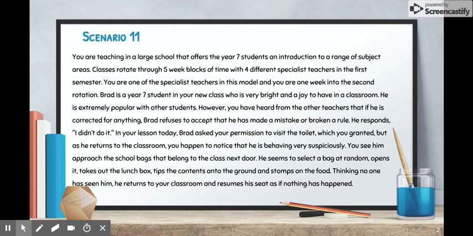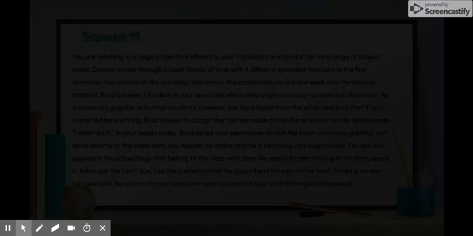During a visit to the bathroom in class time, I have witnessed Brad approach the bags of the neighbouring classroom, take out one of the lunch boxes, toss the contents on the ground, and stomp on the food before resuming his seat in my classroom as if nothing has happened.